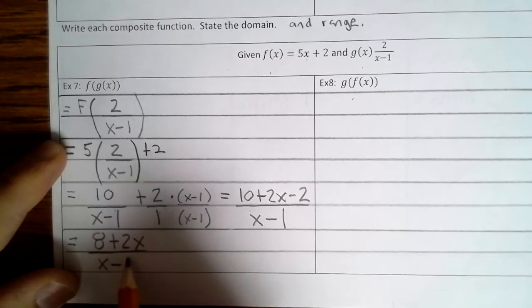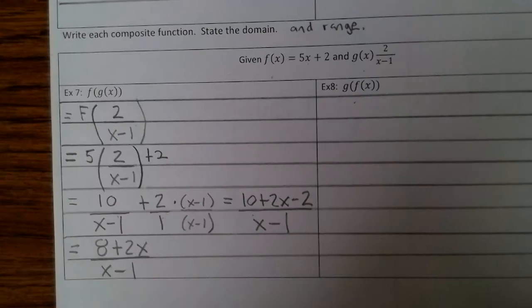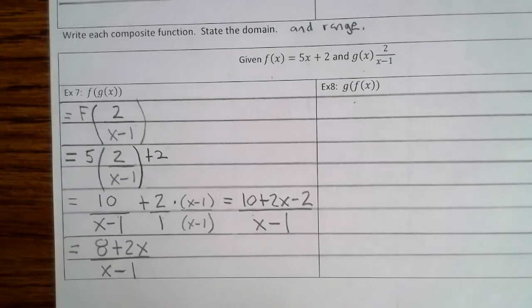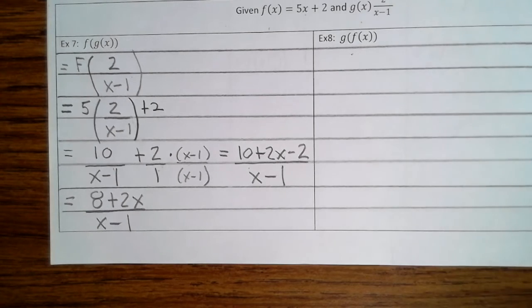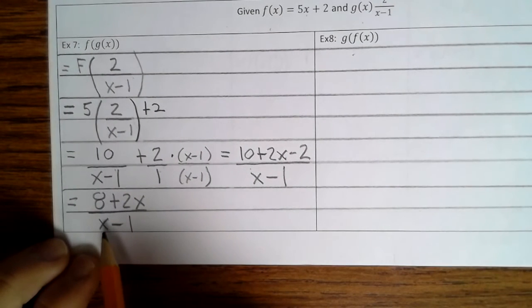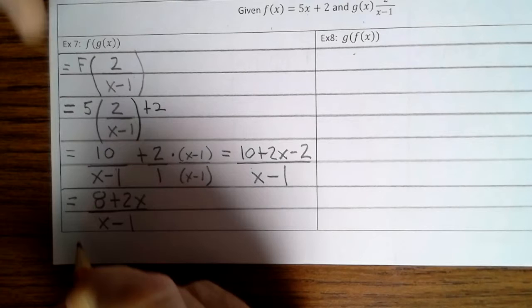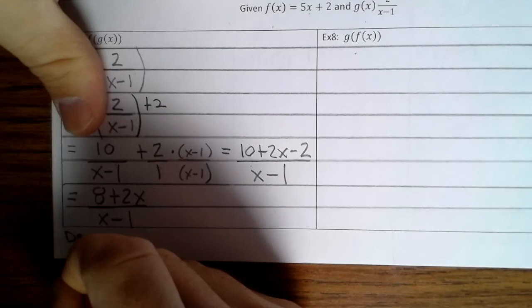All right, now we know it's rational, okay? So we need to understand that 1 makes the denominator x minus 1 equal 0, so it's undefined, okay? So for domain, we know it's negative infinity to 1 or 1 to infinity.